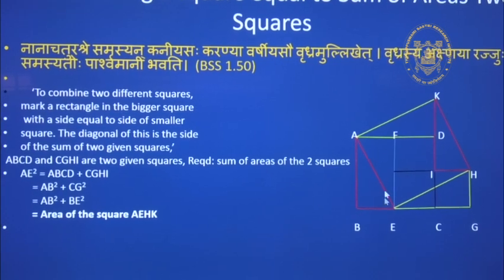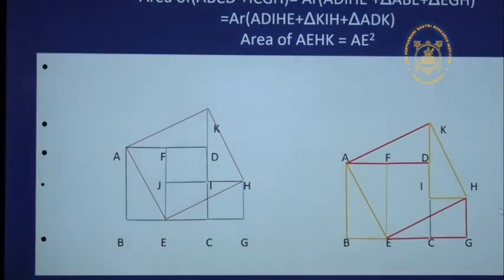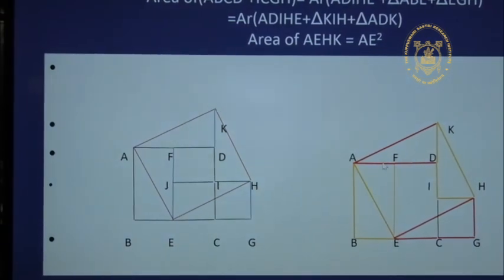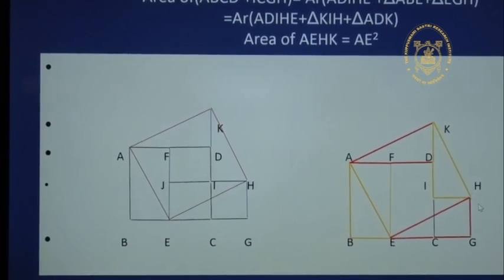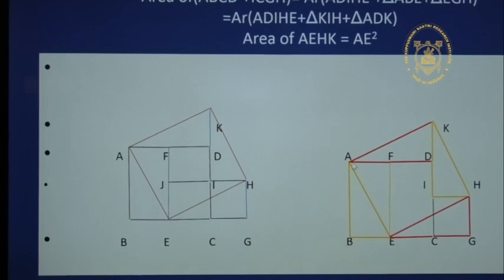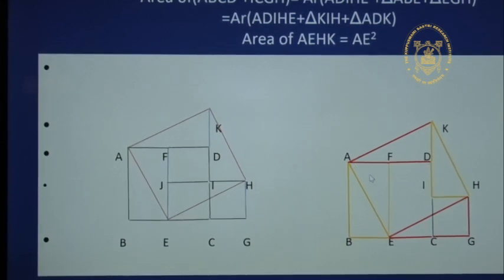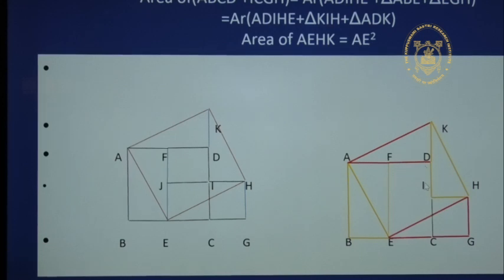So AE square, let me show you how it is equal. Now, these are the two squares, ABCD and CGHL, and this is the newly constructed square, AKHE. Now, when you take the sum of these two squares, this consists of this common part, plus this triangle ABE, plus this triangle EGH. This square consists of the same common part, and this triangle ADK, and the triangle EGC.